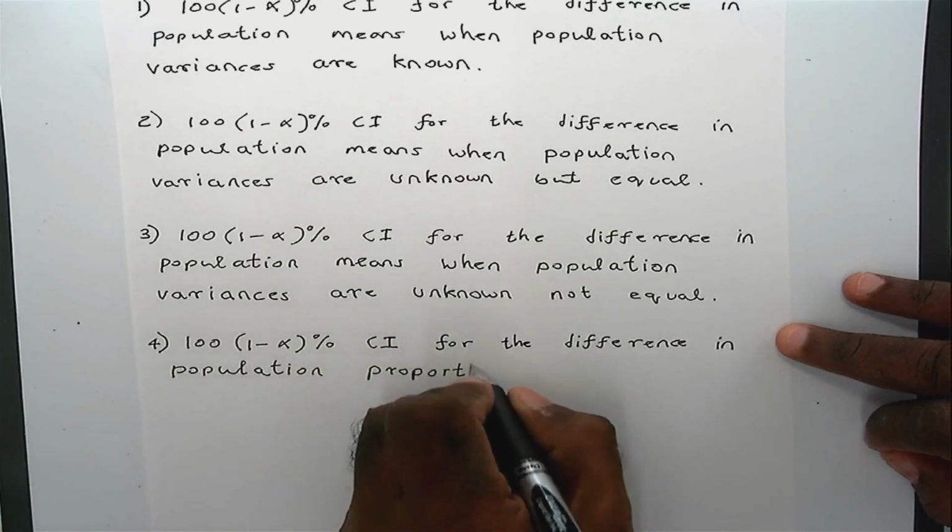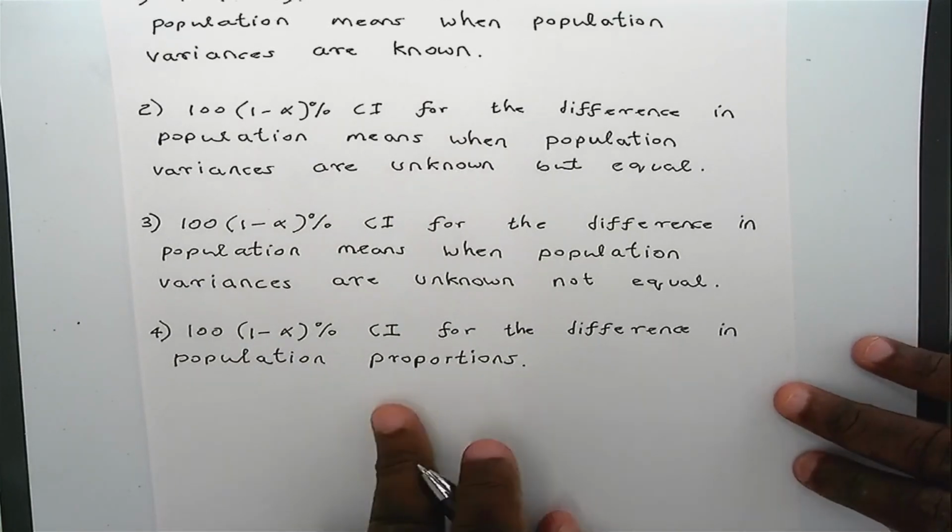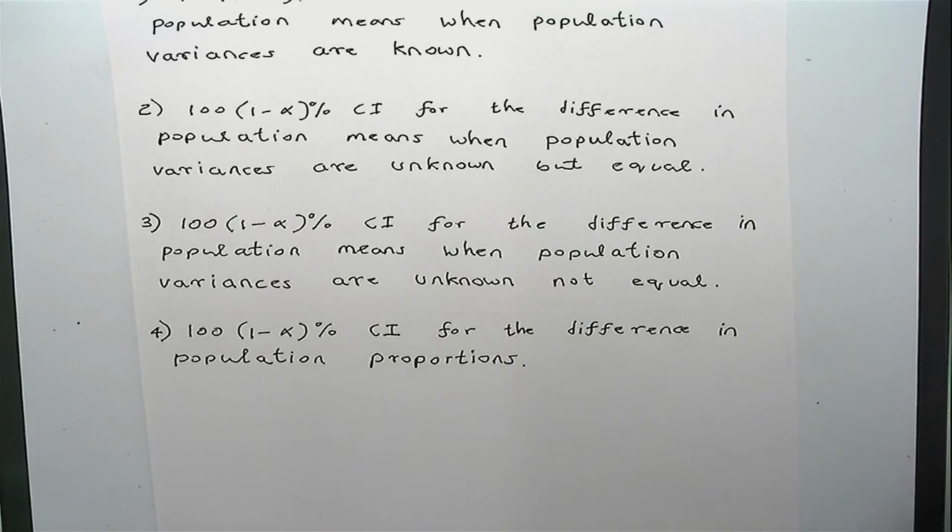When I say a difference in population proportions, you could think of an example where you have all men in the UK and all women in the UK, and you want to know what percentage of each population smoke. So you want to know what proportion of men smoke and what proportion of women smoke, and you want to compare the two proportions, whether men smoke more than women or whether women smoke more than men.